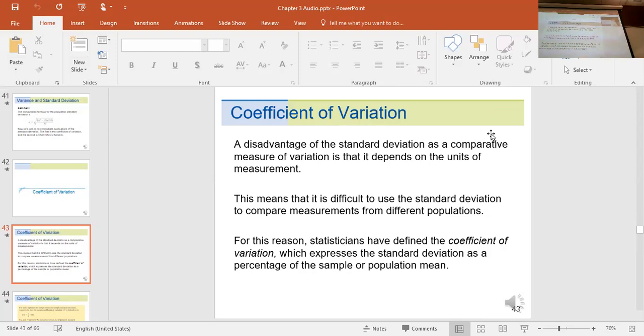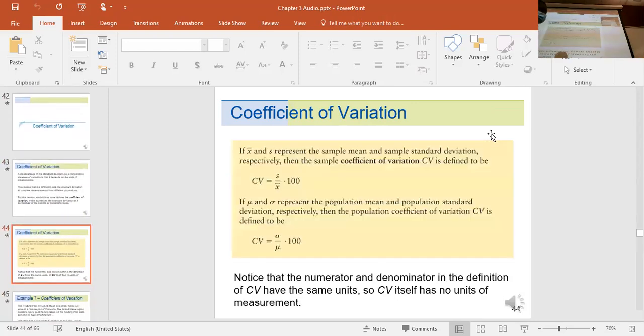We will learn about the coefficient of variation, which is used to compare two variations, two distributions. So the coefficient of variation is the standard deviation divided by the mean times 100%.